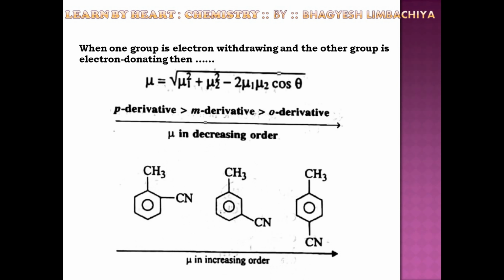For example, here we are taking ortho-methyl cyanobenzene, meta-methyl cyanobenzene, and para-methyl cyanobenzene. See, this CH3 is an electron donating group, whereas CN is an electron withdrawing group. So here both of the groups are different. One is electron donating, another is electron withdrawing. So at that time, mu is in increasing order. As we go from ortho to meta to para, mu will increase.